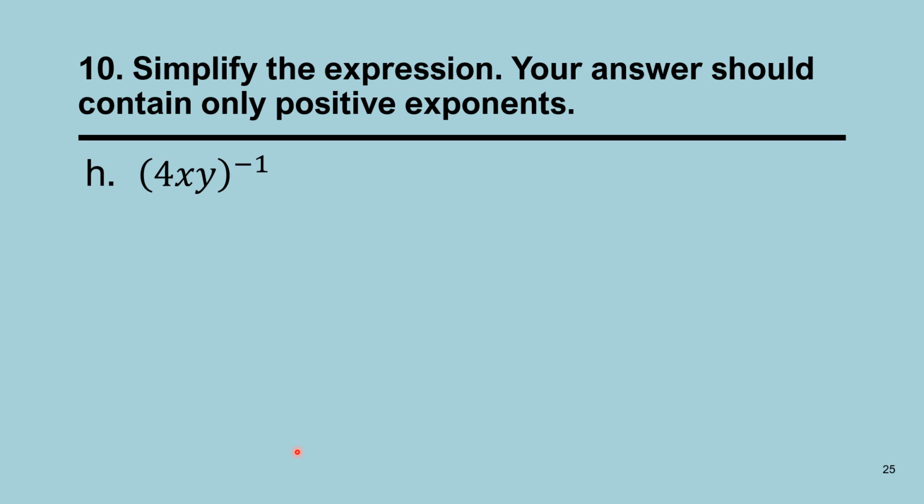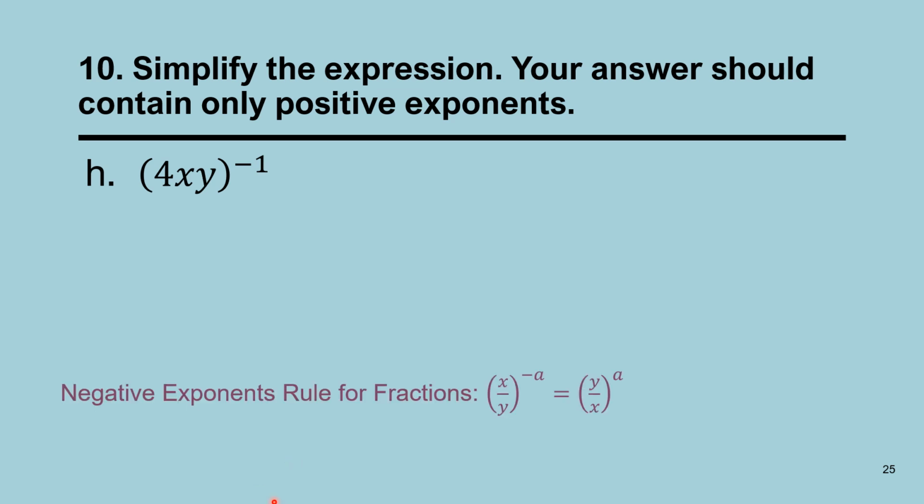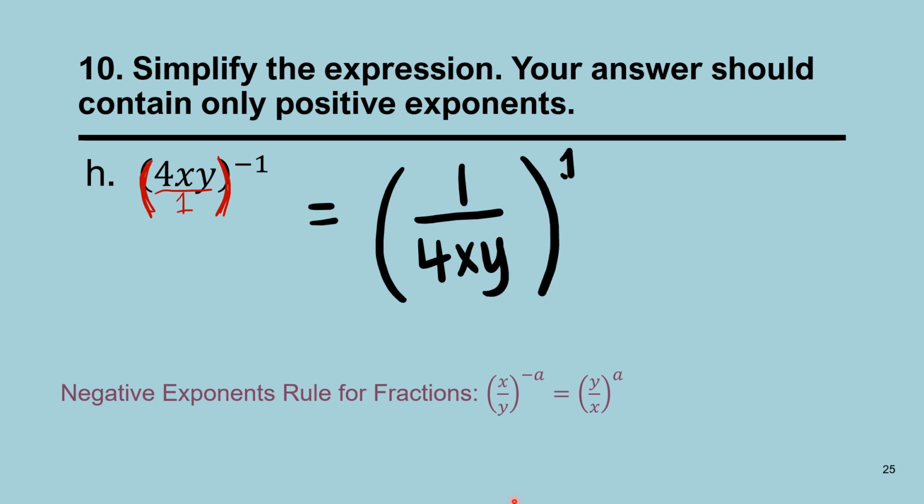Next we've got one with a negative exponent. The way that I was thinking of this is as a negative exponents rule. I'm just going to pretend like everything is over 1 here, like a big fraction where everything is over 1. So I'm going to flip that. Whenever I flip that fraction on the inside, it's going to make that exponent positive. It's going to become 1 over 4xy, and that negative 1 changes to a positive 1.